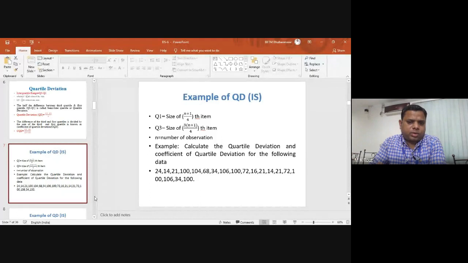Q1 is the size of the (n plus 1)/4 value, with n being 9 here, and Q3 is the size of 3 times (n plus 1)/4. There is a little bit of a twist in the case of individual series as well as discrete series. First, you have to write the formula, and then proceed to solve this example. Here n stands for the number of observations. I repeat, in the case of an individual series, the total number of observations should be considered as n.